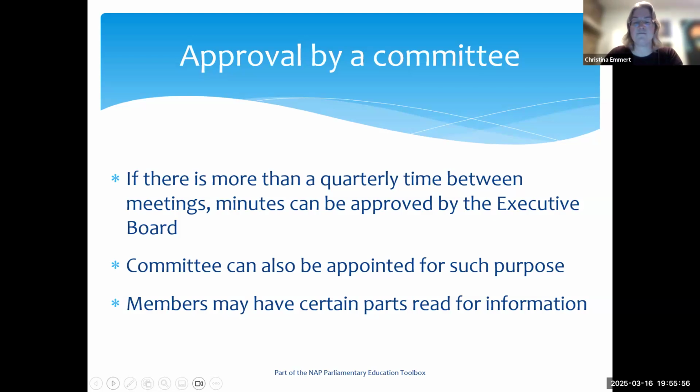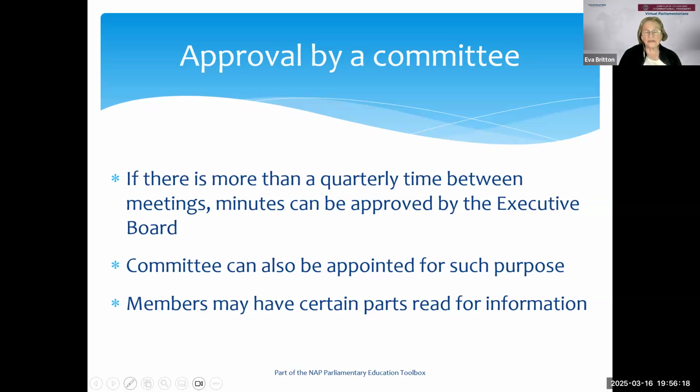And when you're having minutes presented, they can have certain parts read for information. As I said, if they were distributed ahead of time, all the minutes don't have to be read unless somebody asks for them to be read, or if they ask for certain parts of the minutes to be read, just for clarification. Eva.